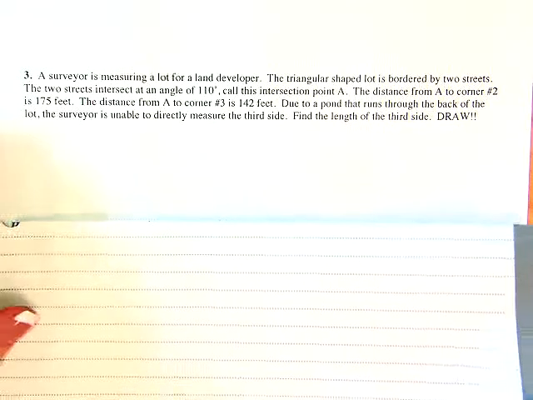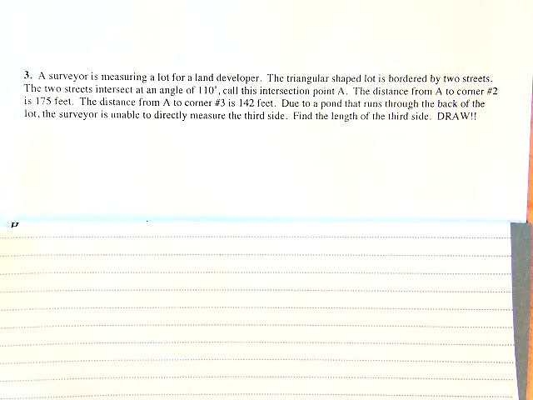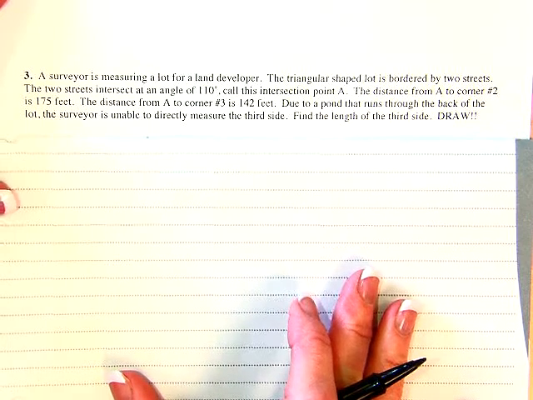The distance from A to corner 2 is 175 feet. The distance from A to corner 3 is 142 feet. Due to a pond that runs through the back of the lot, the surveyor is unable to directly measure the third side. Trigonometry to the rescue. We are to find the third side. So we are going to draw a picture.